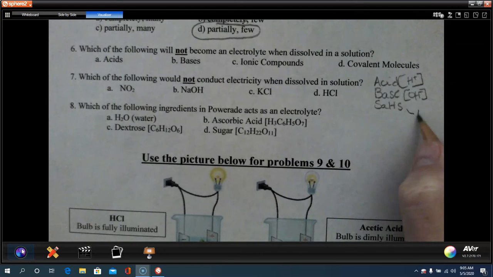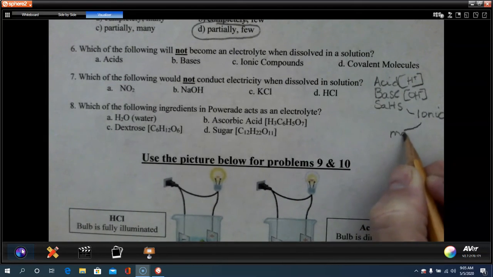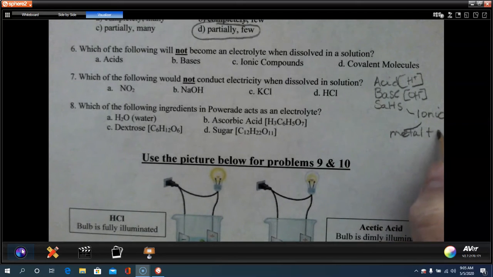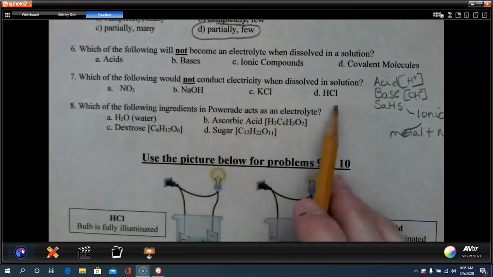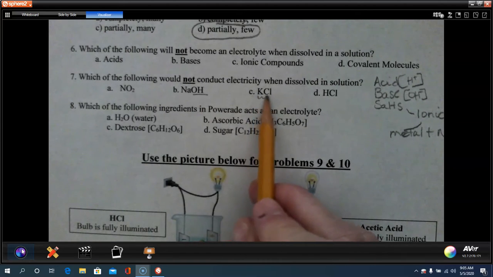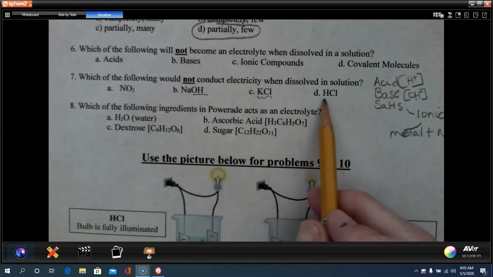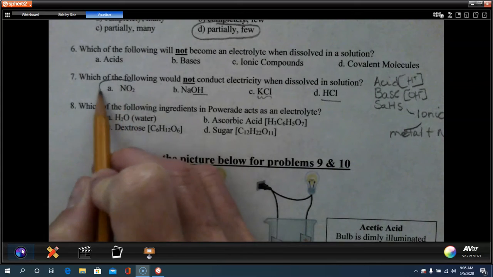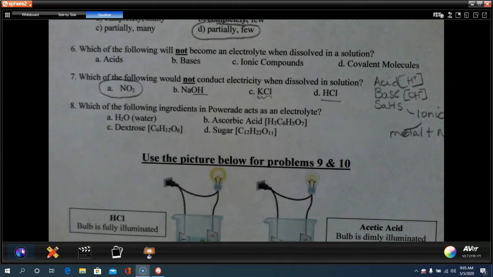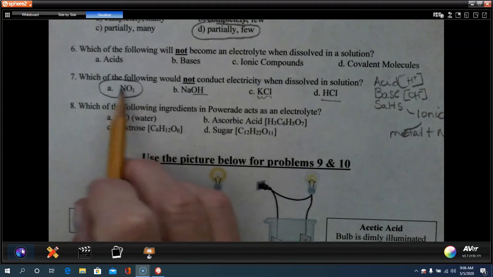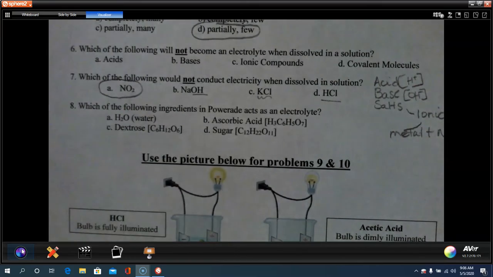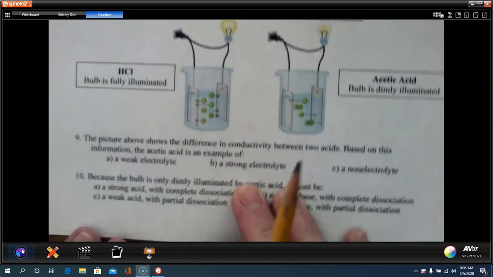Now, what is a salt? A salt is an ionic compound, and that means it has a metal and a nonmetal. So any of these will dissolve in water and make a solution that conducts electricity. So which one does not? Well, that's hydroxide. That is an ionic compound, a metal with a nonmetal, and that's an acid. NO2, nitrogen dioxide, is a covalent compound because it's made up of two nonmetals. Okay, that's the only one that will not conduct electricity when you dissolve it in solution.